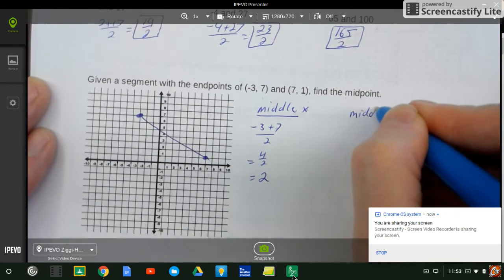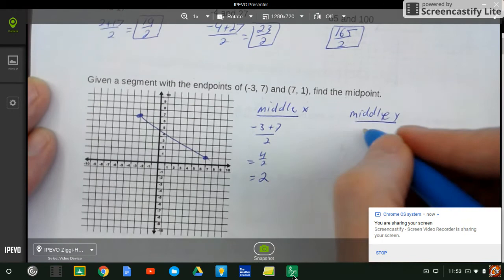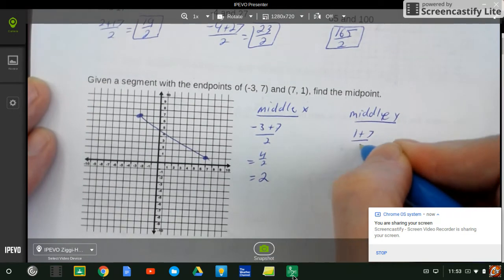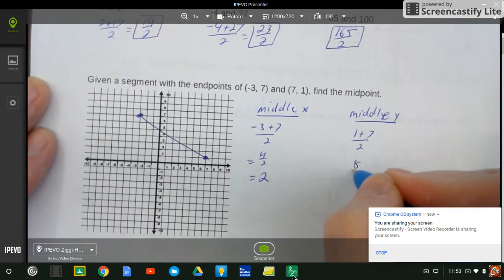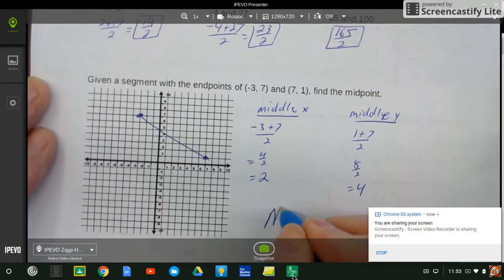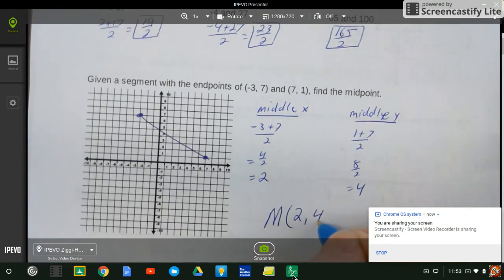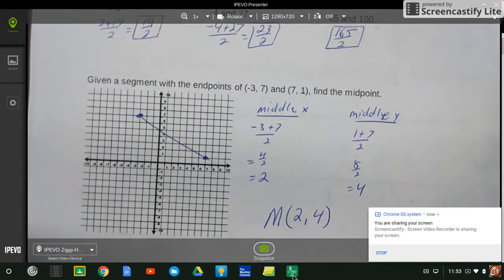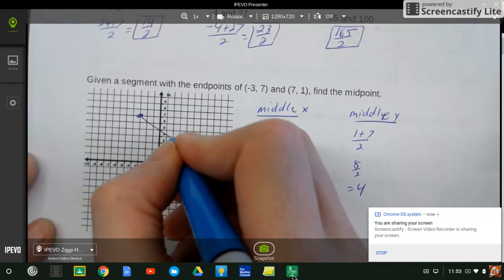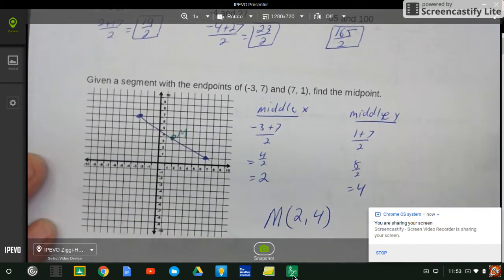If I want the middle y, I'll take 1 and 7. 1 plus 7 over 2, which gives me 8 over 2, which gives me 4. So my midpoint, I'll call it capital M, middle x of 2, middle y of 4. And if we plot that, what do you know? It looks like it's pretty close to the middle of my segment there.